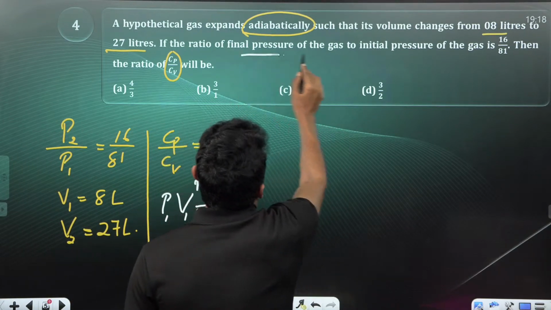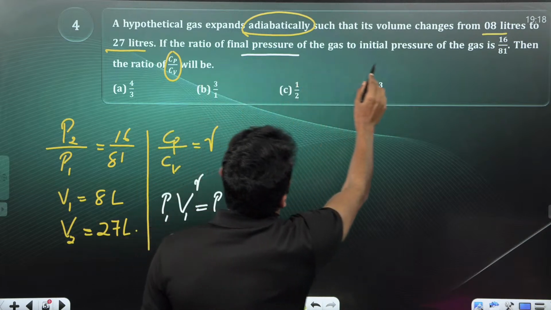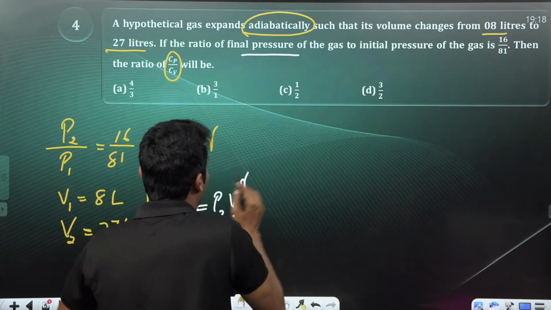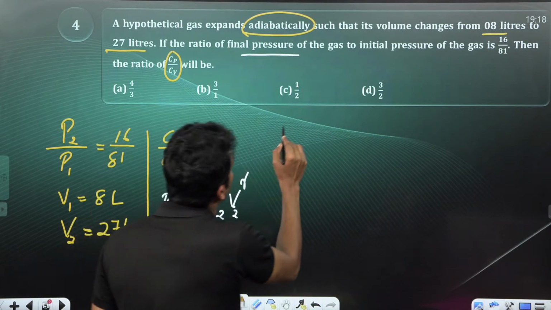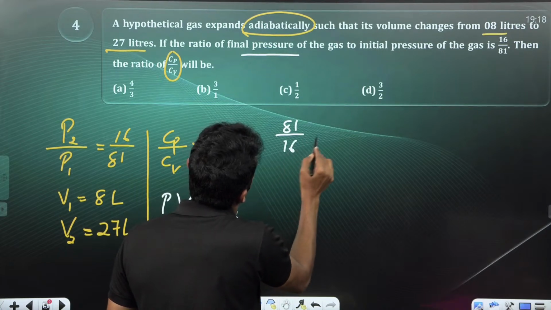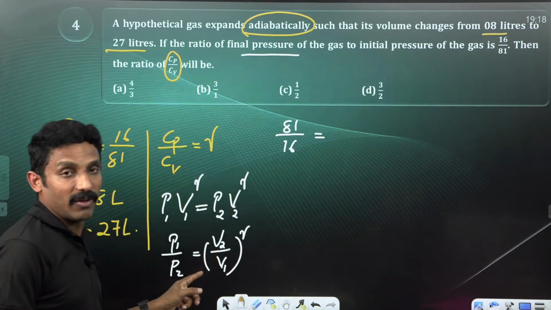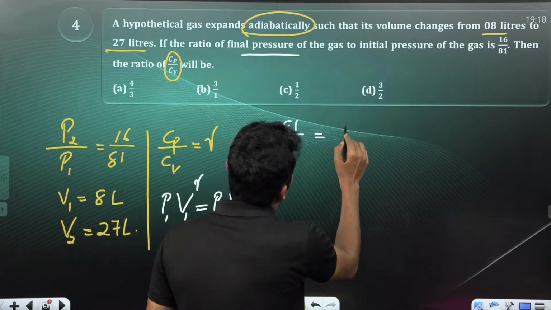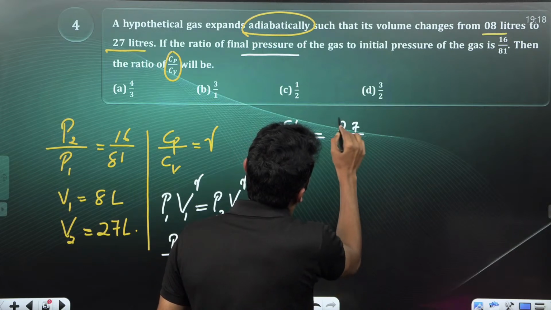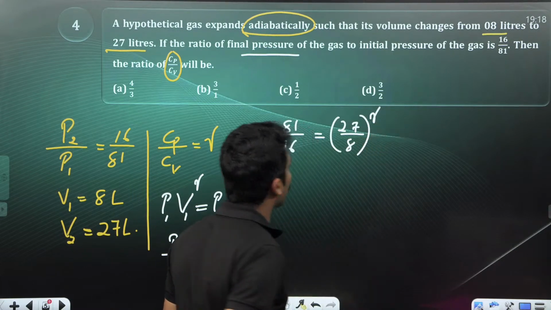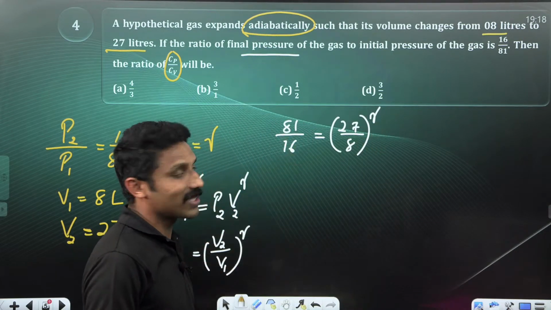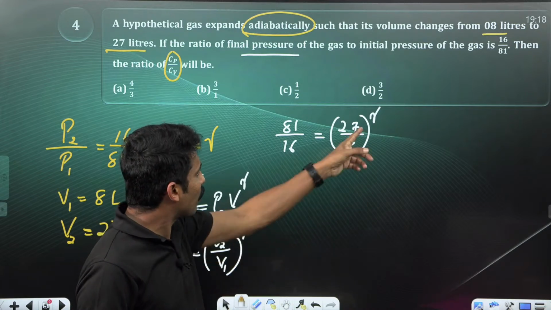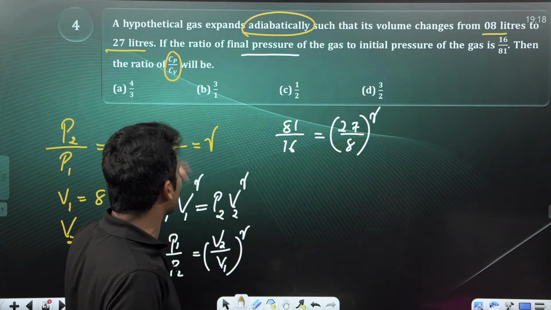Here the ratio of final pressure to initial pressure is 16 by 81. So P1 by P2 is 81 divided by 16, which is equal to V2 by V1, that is 27 divided by 8, all raised to gamma. This is the relation. Understood? Now we check what this gamma value is; these are the 4 options given.